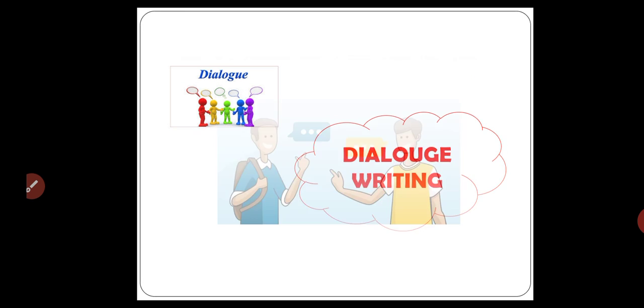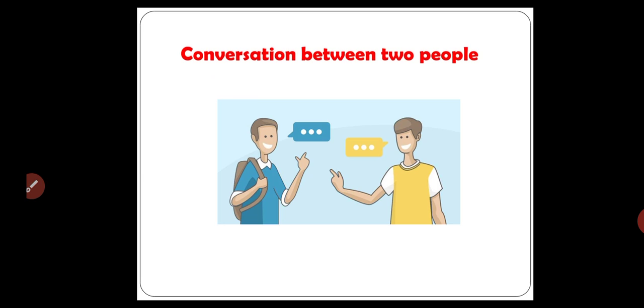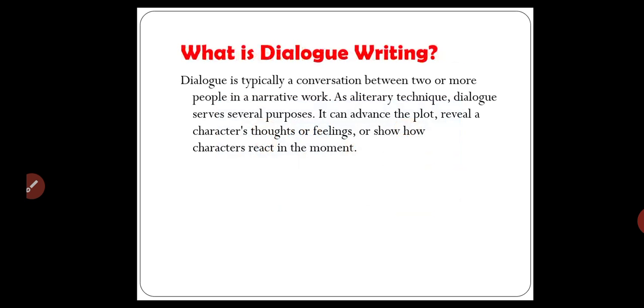So what's dialogue? It's a conversation between two people. Obviously, if only one person talks, it's not a conversation. So in dialogue writing, we need to have more than one person. It's not only between two people, it can be more than that. Dialogue is typically a conversation between two or more people in a narrative work.